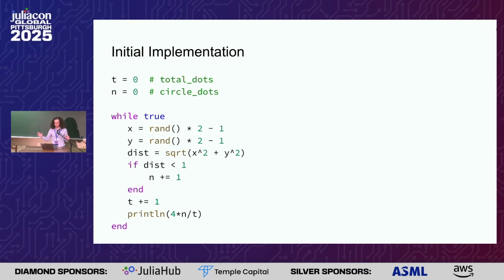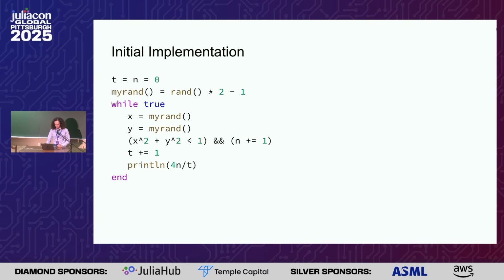Just square both sides of that. If the thing squared is less than 1, then the square root is less than 1. Also, we can define a little helper function for the random number rescaling. So there we go. It's already pretty short, but it's going to get quite a bit shorter.